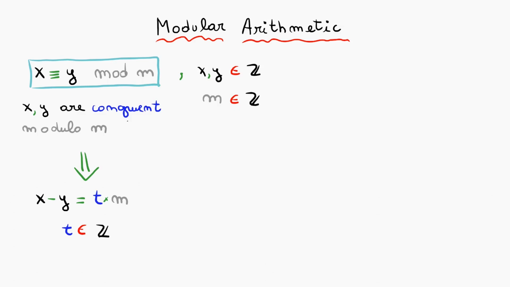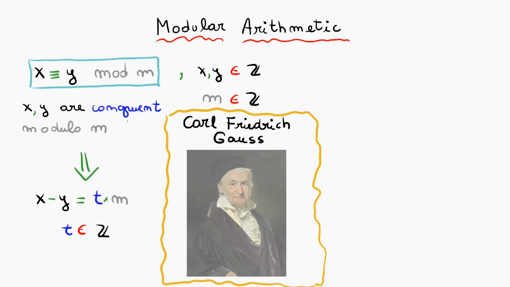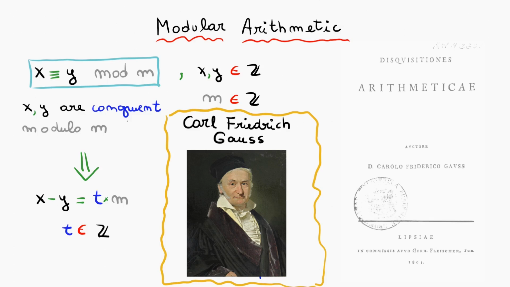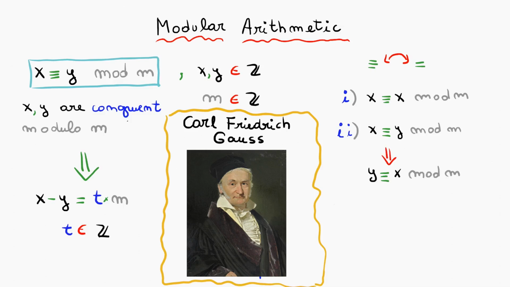This definition and its respective notation were first introduced by the Prince of Mathematics Carl Friedrich Gauss in 1801 in his publication Disquisitiones Arithmeticae. Gauss's genius in this notation has to do with the similarity between the properties of congruence modulo m and the properties of equality. In fact, both have the same properties. For example, every integer is congruent to itself. Another example, if x is congruent to y, then y is also congruent to x.